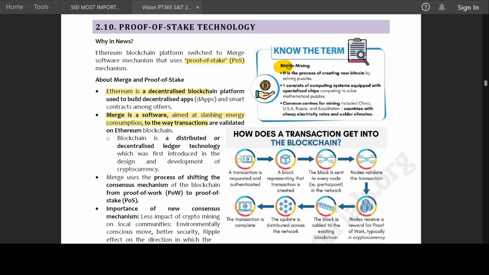The term Bitcoin mining is very important. It is the process of creating new Bitcoin by solving puzzles. It consists of computing systems equipped with specialized chips competing to solve mathematical puzzles. Common centers for mining include China, USA, Russia, and Kazakhstan, countries with cheap electricity rates and colder climates.